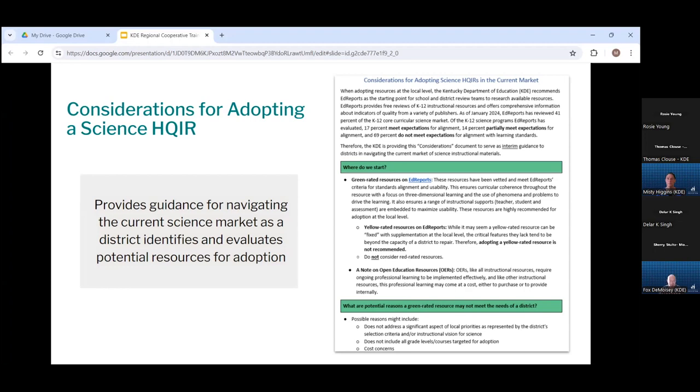They can just, with green, proceed forward if something green rated is already set to meet their local needs. So while we're not going to explore this resource today, if you are supporting a district who finds itself working through the considerations document, it can support a range of potential pathways that districts might effectively pursue toward adopting and implementing a science HQIR.